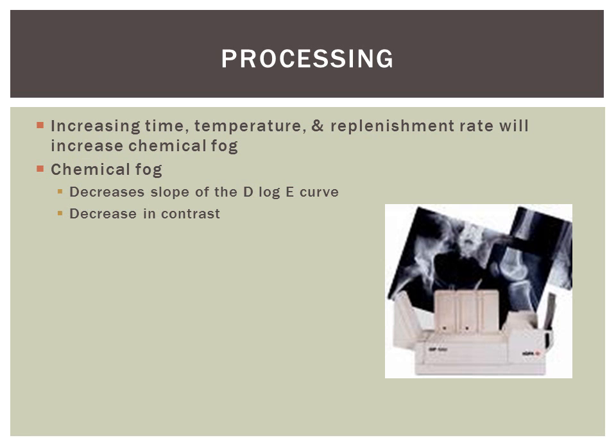Processing. Increased time, temperature, and replenishment rate will increase chemical fog. Chemical fog decreases the slope of the D log E curve, which means we have a decrease in contrast. Helpful hint here, on 27-3 you have a table, and it is a great reference on contrast. For test purposes, you really need to know the differences and what influences both contrast and density.